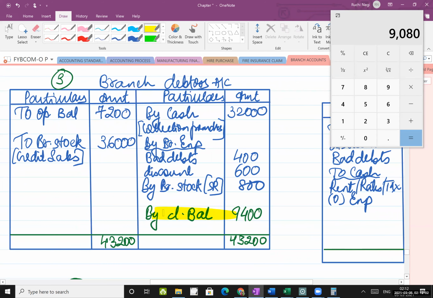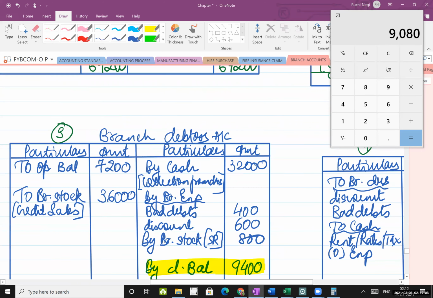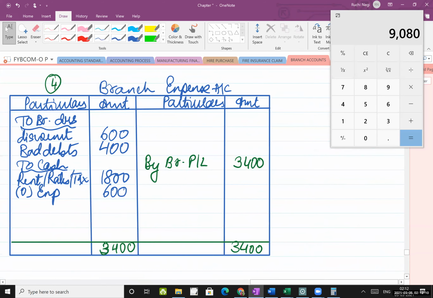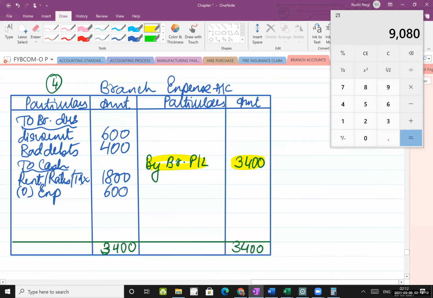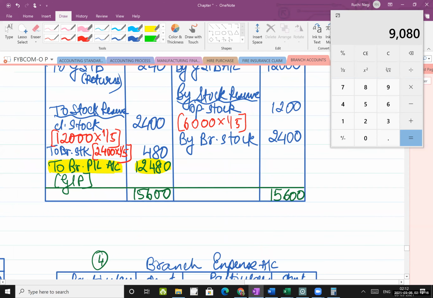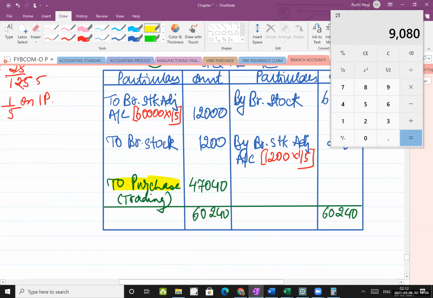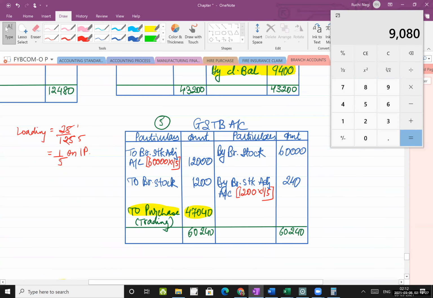इसमें debtors का balance was this much. Actually, we need to highlight so it becomes easy for identification. Yeah, here. And in GSTP में you can highlight your trading. Okay. So this completes our question.